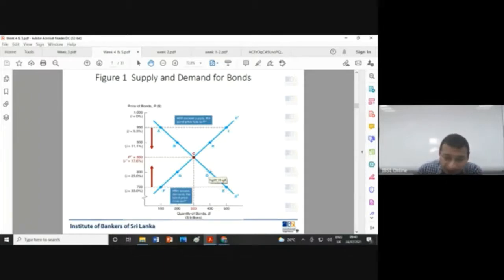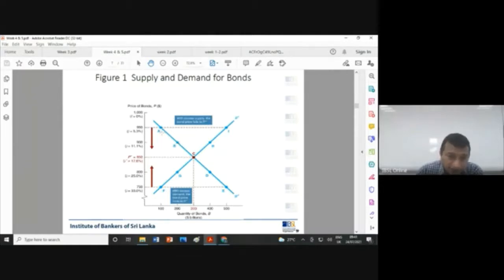Then the prices increase, that means the interest rate decreases. Still they demand, but not to the level of price 750. At a slightly higher price, the quantity demanded has come down to 400. Similarly, at 850, 900, 950, prices are increasing, interest rates are decreasing, and the quantity demanded also decreases. Demanders demand less when prices are high and the interest rate is low.